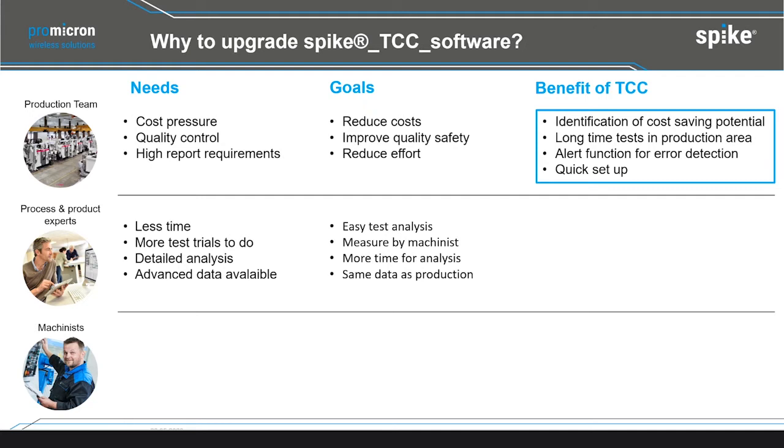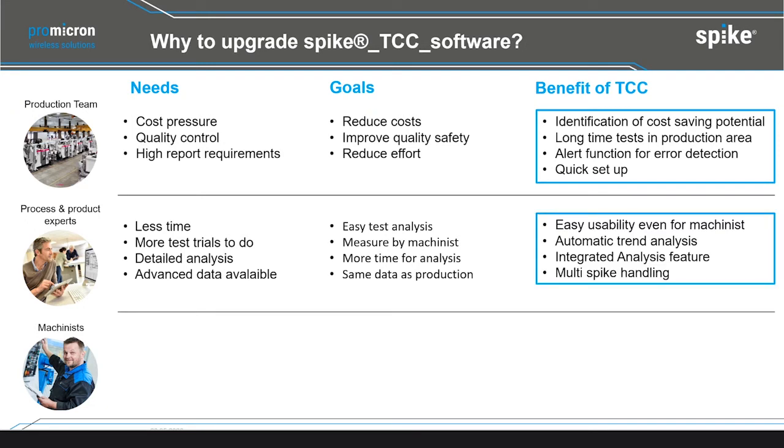How can Spike and Tool Control Center help here? With TCC, we have a new, easy usability, which is even possible to use by the machinist. We have automatic trend analysis now in the software. We have integrated first analysis features, and we have integrated features so you can use several Spikes more easily.